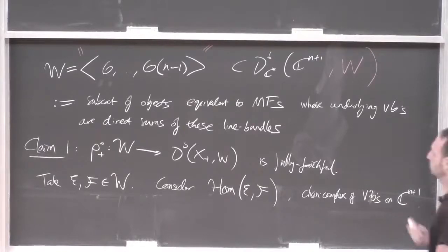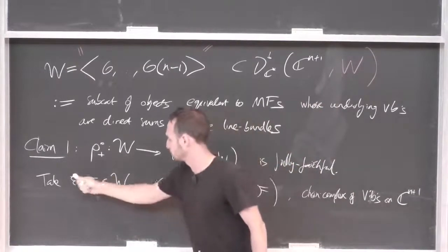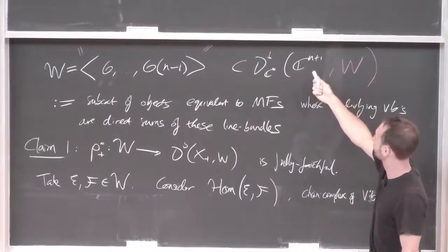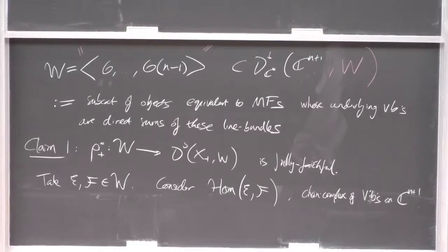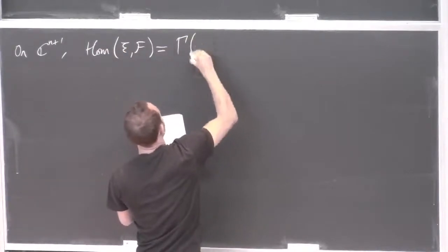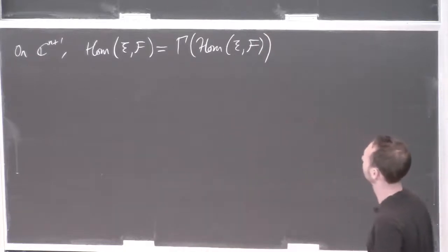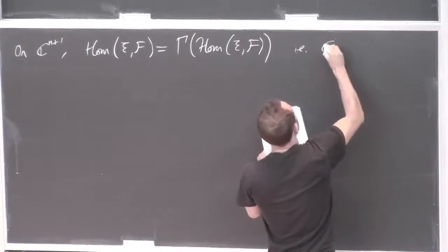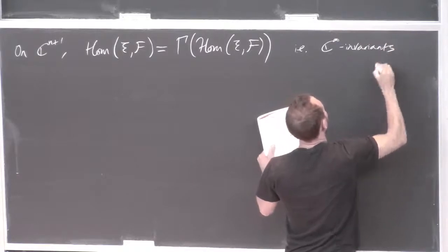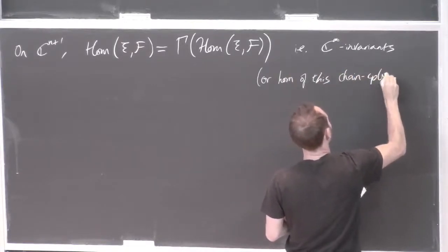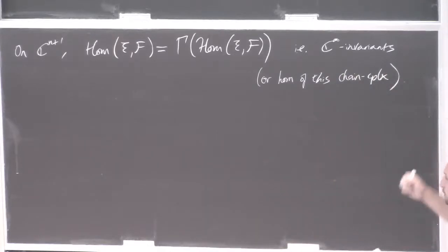Now, if I want to know in the equivariant category what are the homomorphisms between these two objects, I take this HOM complex and I take its global sections. In principle, I would have to take derived global sections. But here, this is an affine thing, so global sections are just C star invariants. It's an exact functor. You just have to take invariants. So the morphisms between these two objects are given by the sections of this HOM complex, or if you like, the cohomology of that complex, so the C star invariants, or homology of this chain complex, if you prefer. But I'm going to get an equality on the level of chain complexes, so it doesn't really matter.